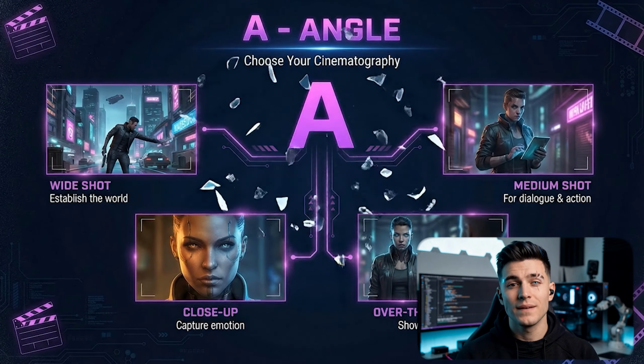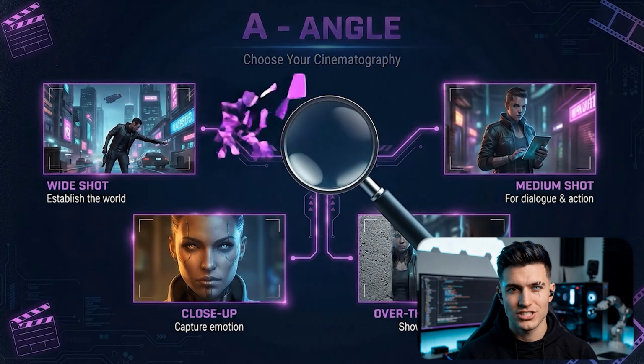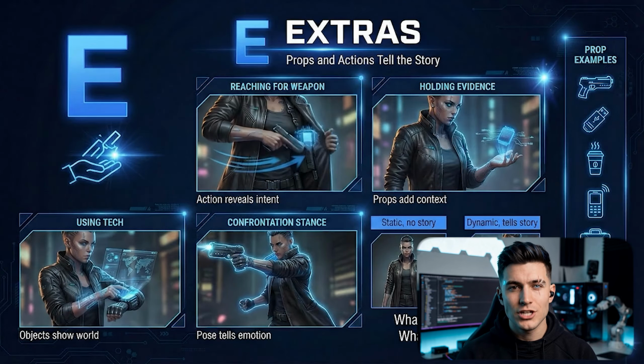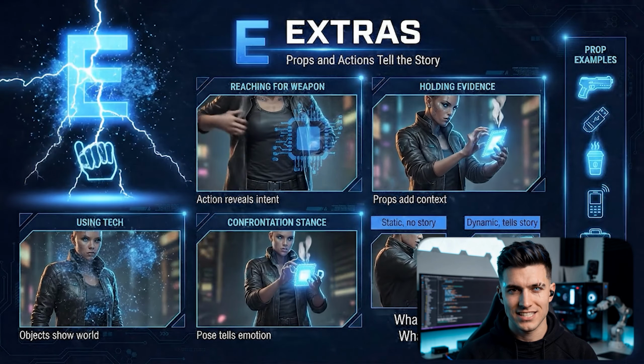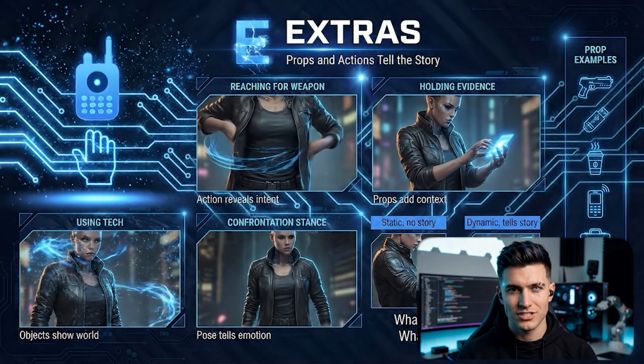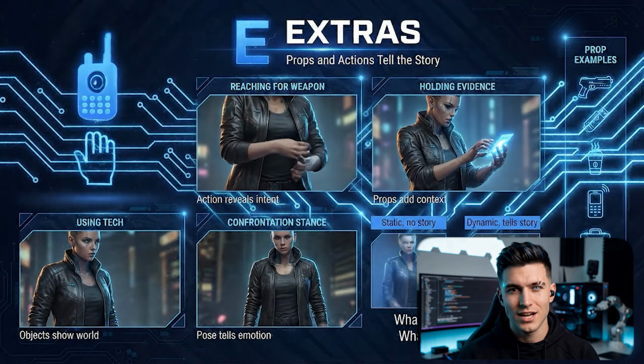Matter is texture. Natural skin with visible pores, not the plastic AI look. Describe your world. Gritty concrete. Rain-streaked windows. Rusted metal. These details make it feel real. Extras are your props and actions. What's the character holding? What are they doing? A detective reaching inside her coat. An informant nervously stirring noodles. The extras tell the story.